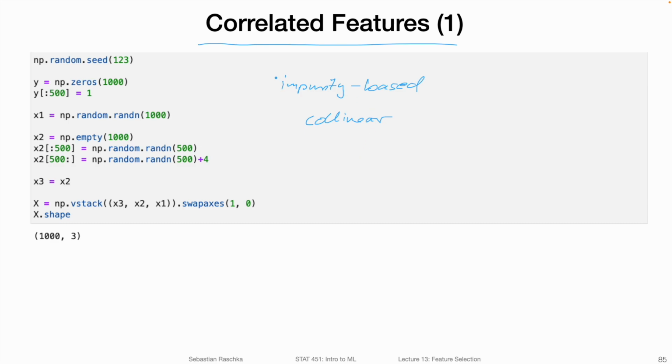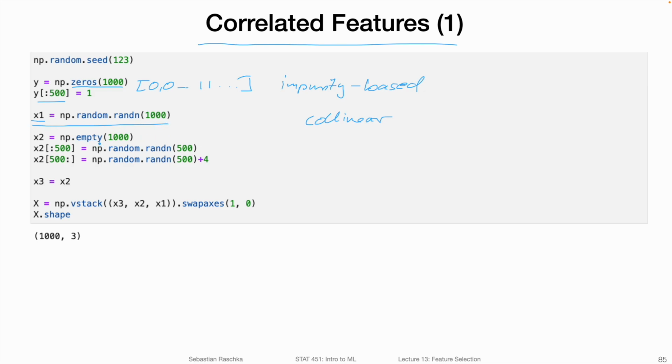To illustrate this, I have an example here where I'm creating a data set with highly correlated features. This is a synthetic data set. First of all, I'm creating class labels. I'm initializing an array of 1000 zeros and setting 500 of those to 1. So I have an array with 500 zeros and 500 ones as my labels. Then I draw 1000 examples from a random normal distribution. That's my first feature.